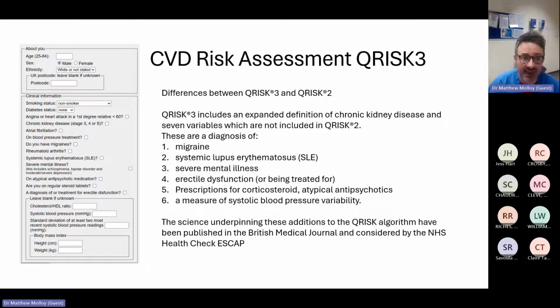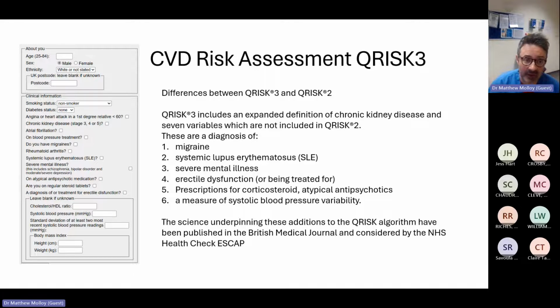So the patient's age, sex, and ethnicity, the postcode just as a marker of deprivation, and more weighting obviously is put in the more deprived areas of the UK. Smoking status, diabetes status. Whether the patient has a first degree relative under the age of 60 who's had angina or a heart attack. Whether the patient themselves has CKD 3, 4 or 5, a history of AF, or is already on blood pressure treatment.